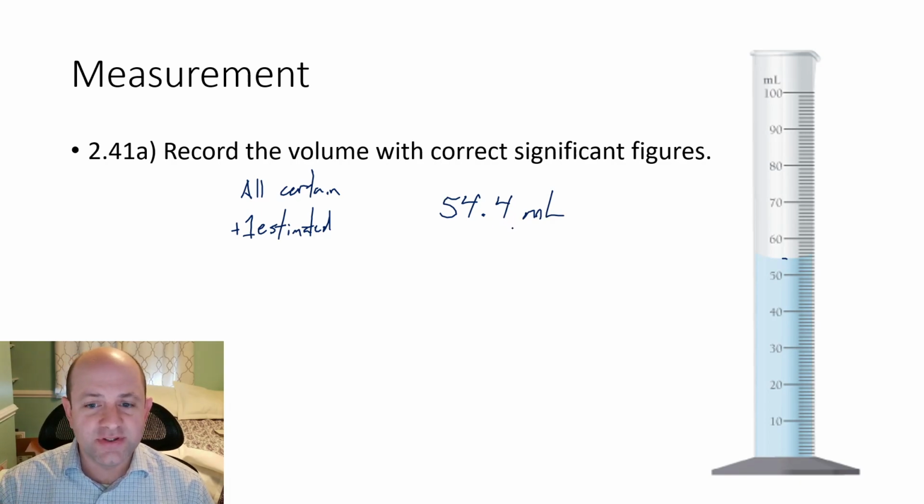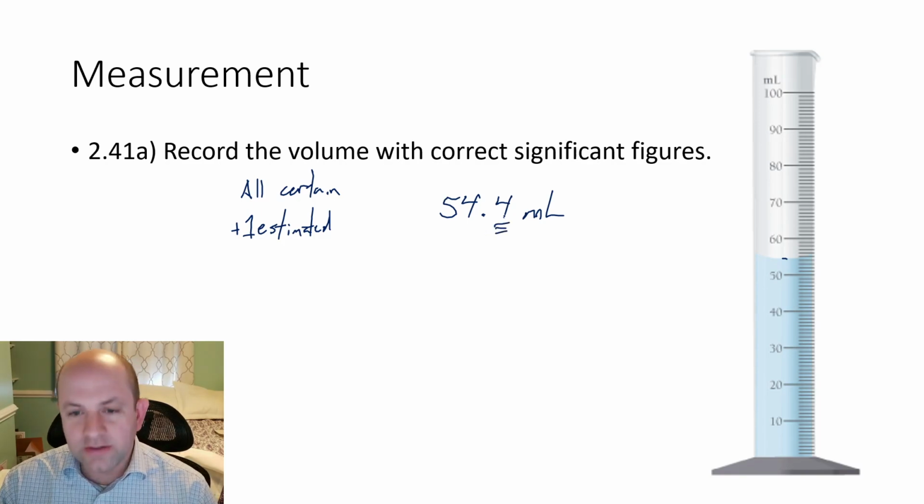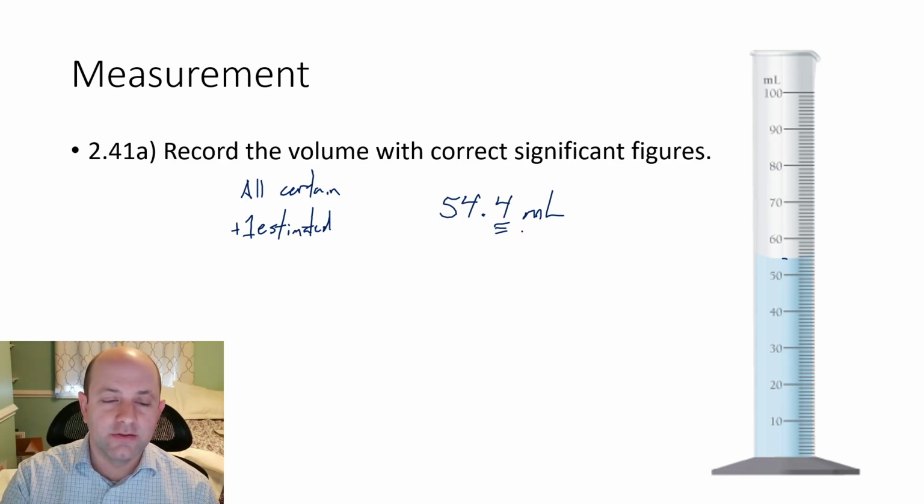If another person said 54.3, that's right. If another person said 54.5, that's right too. It's estimated. It's supposed to be a good estimate, so plus or minus 1 is what we usually say. But they're all, scientifically speaking, the same answer. So 54.4, but having one digit that we're estimating, that's the key for a problem like this, knowing, okay, one more spot between those lines.